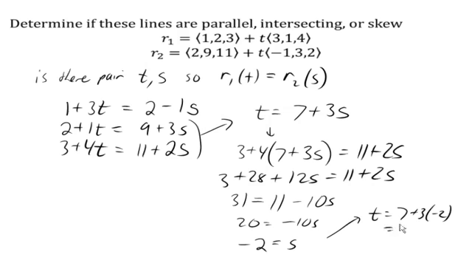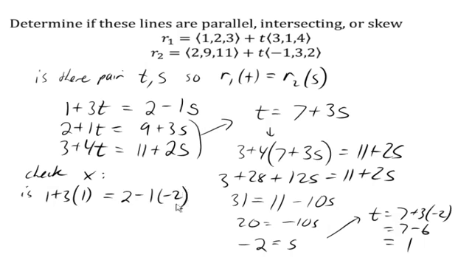So this is telling us that when t is 1 and s is -2, the y components are equal and the z components are equal. But that doesn't necessarily mean that the x components are going to be equal. So now we need to check the x. So we need to say, is 1 plus 3 times the t value we came up with equal to 2 minus 1s, where -2 is the s value that we came up with?